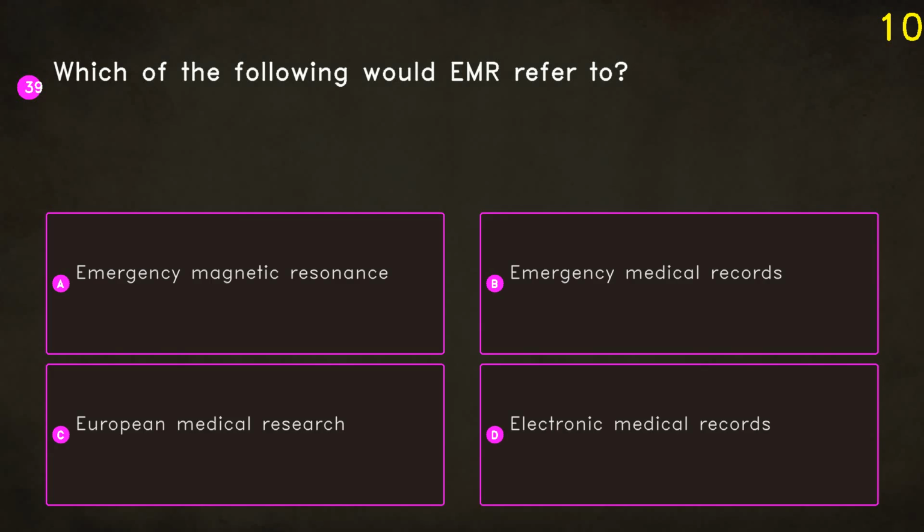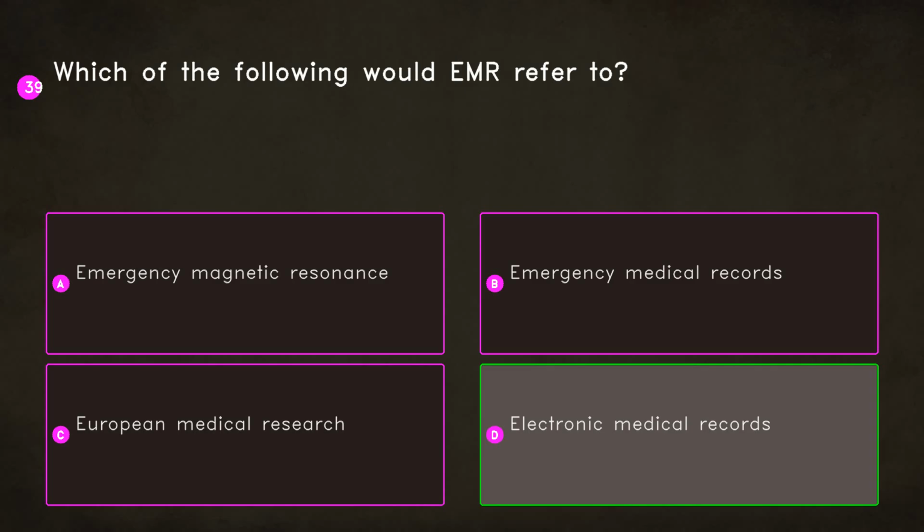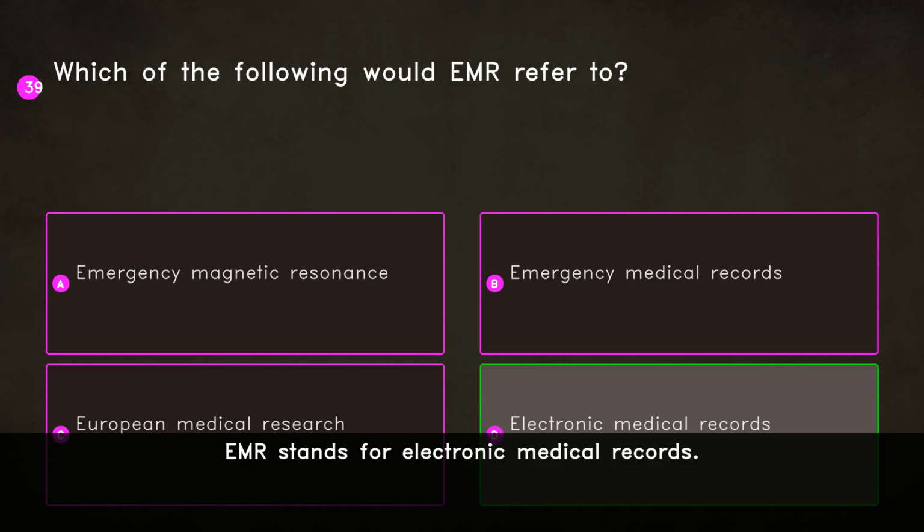Question 39. Which of the following would EMR refer to? A. The emergency magnetic resonance, B. The emergency medical records, C. European medical research, D. Electronic medical records. The correct answer is electronic medical records. EMR stands for electronic medical records.